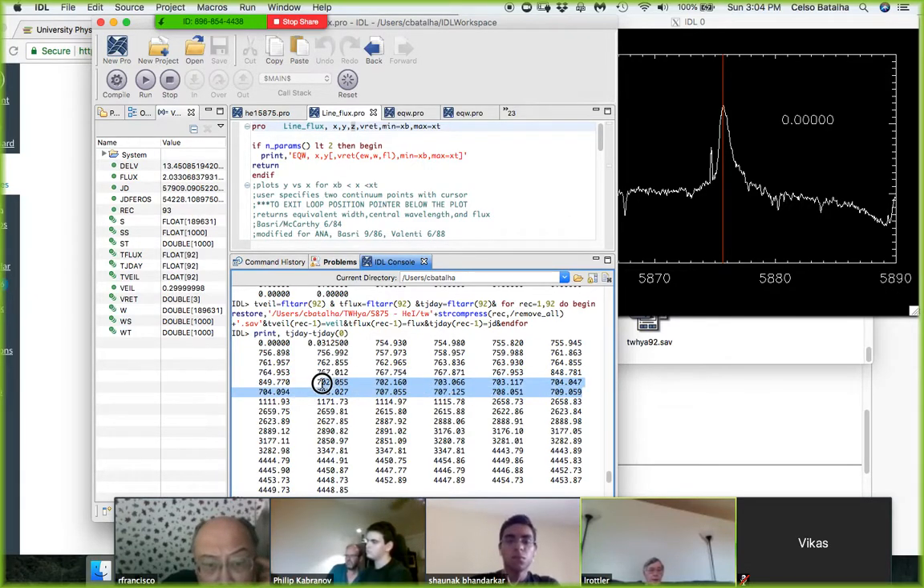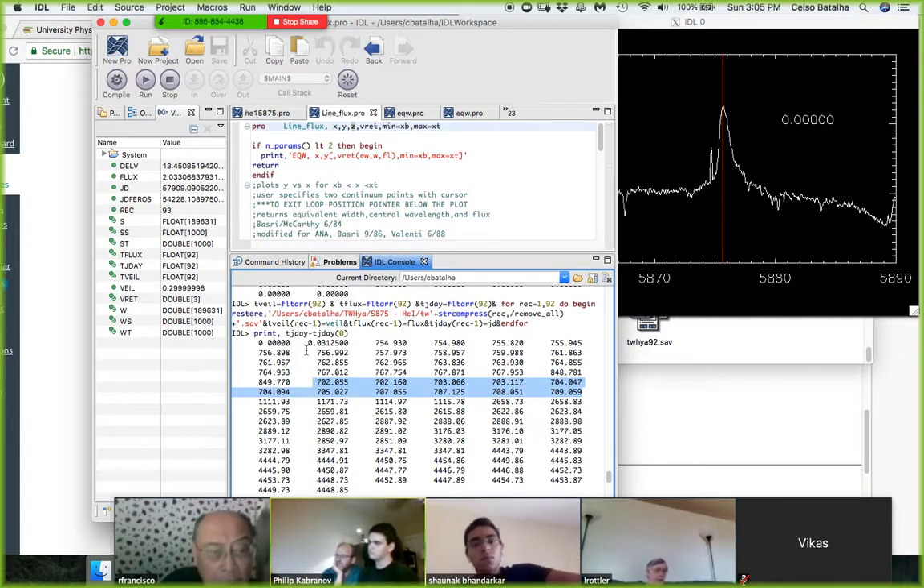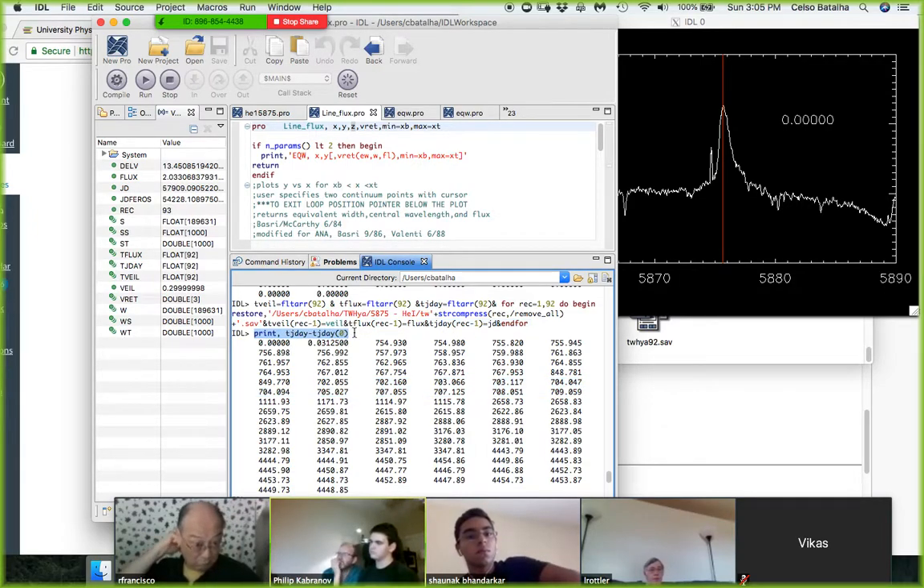I think this group here tried to get basically 2 rotational periods consecutive. Yes, this is what I'm printing here. I'm printing the Julian date, so the whole array minus the first one. Correct, correct. Yeah.